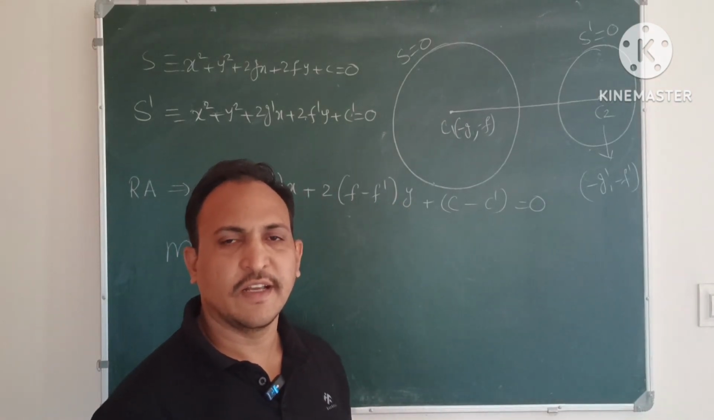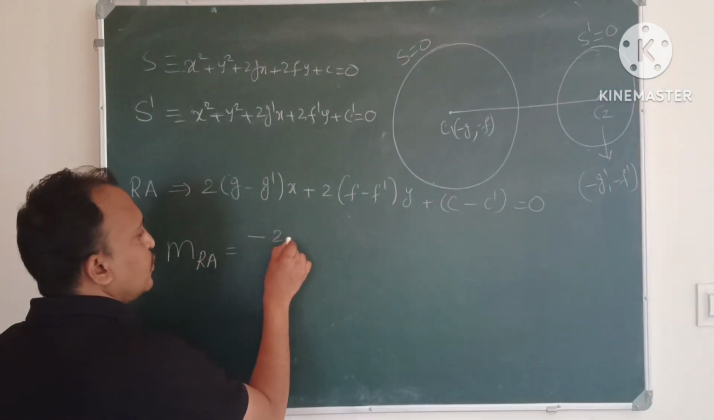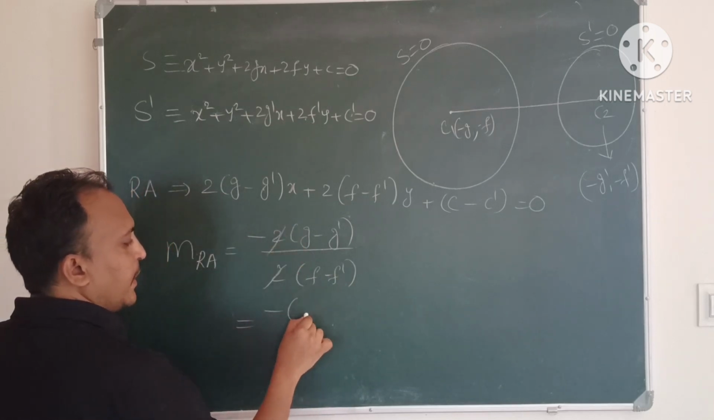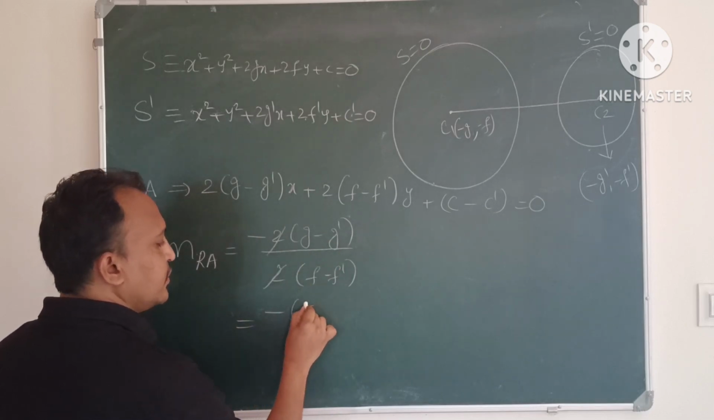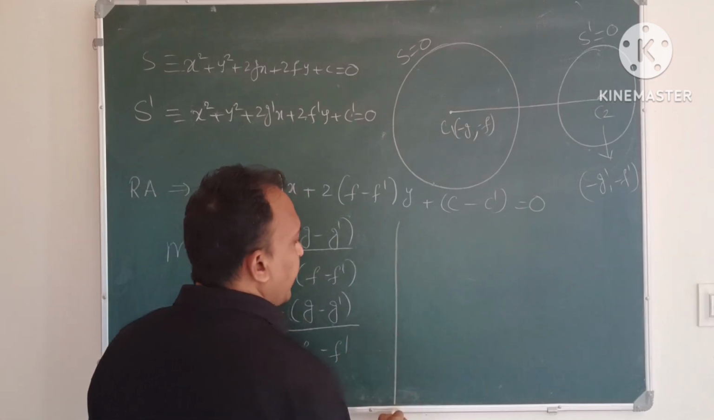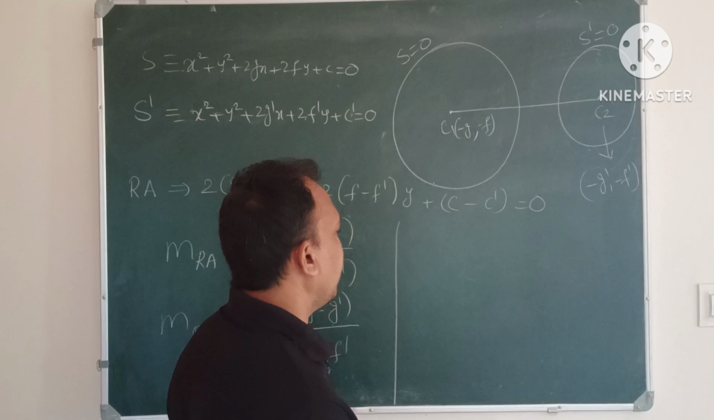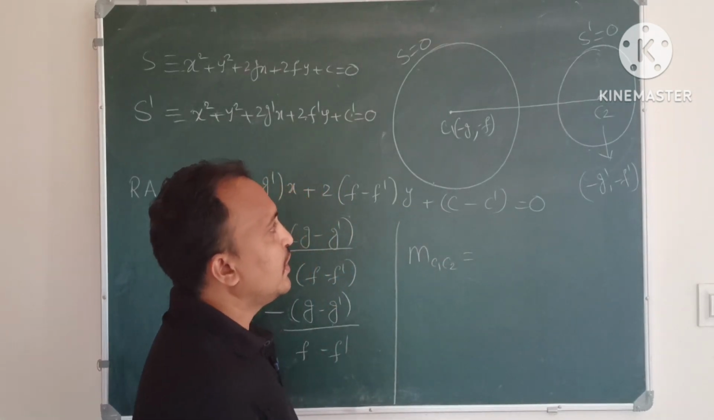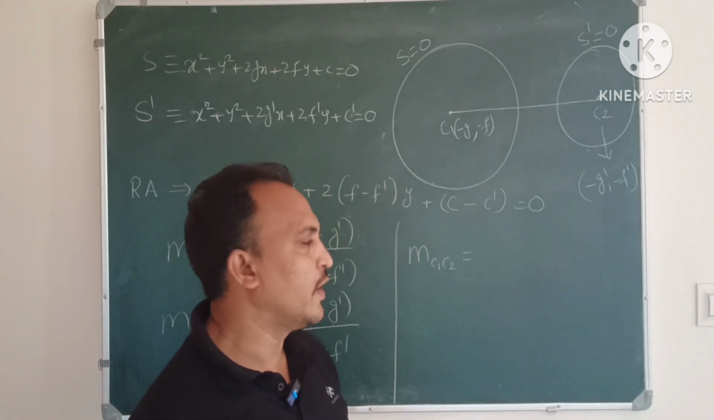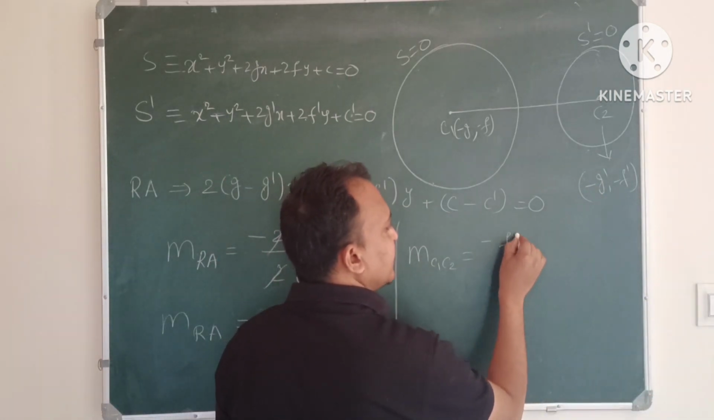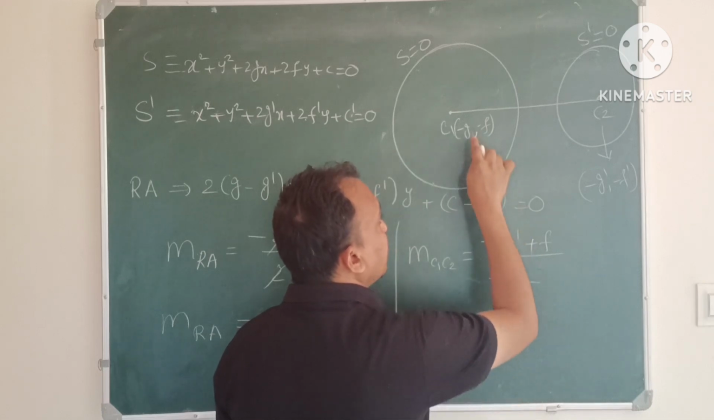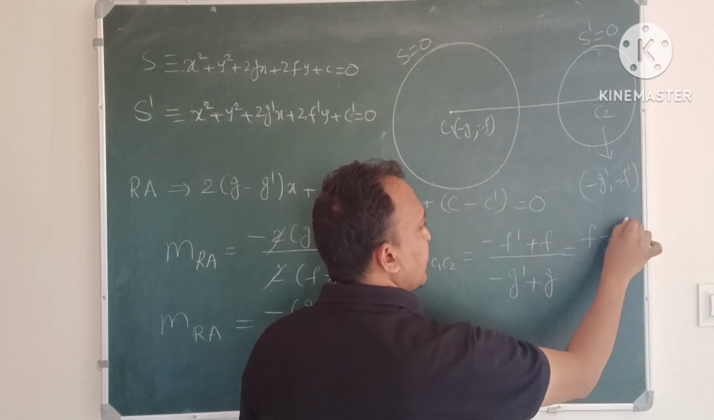The slope of the radical axis: this looks like ax plus by plus c is equal to 0. Then the slope of a straight line is minus x coefficient by y coefficient, so minus 2 into g minus g dash by 2 into f minus f dash. Then the 2 gets cancelled, and this is the slope of the radical axis: minus of g minus g dash by f minus f dash. Clearly, the slope of C1 C2 can be found. When we know the 2 points, slope is equal to y2 minus y1 by x2 minus x1, the difference of the y coordinates by the difference of the x coordinates. Then y2 minus y1 is minus f dash minus of minus f, that is plus f, by x2 minus x1, minus g dash minus of minus g, which means plus g. That is nothing but f minus f dash by g minus g dash.